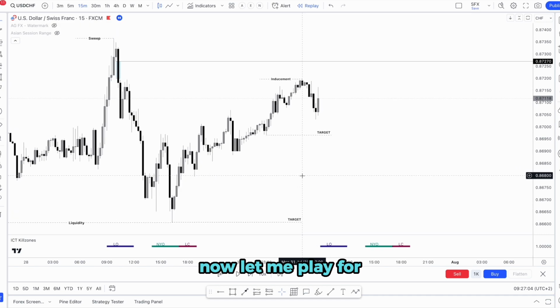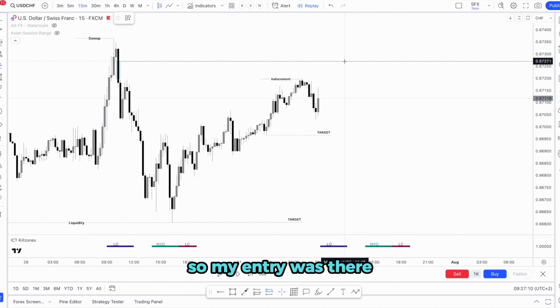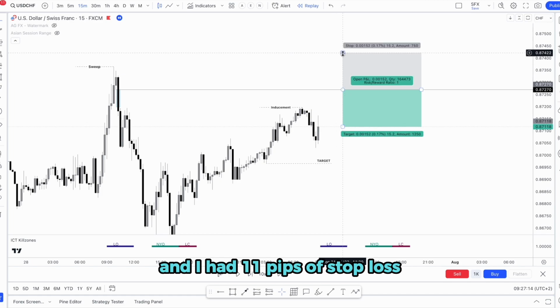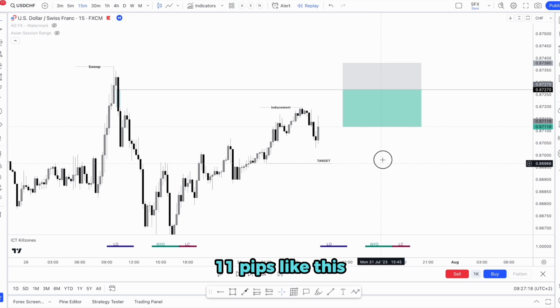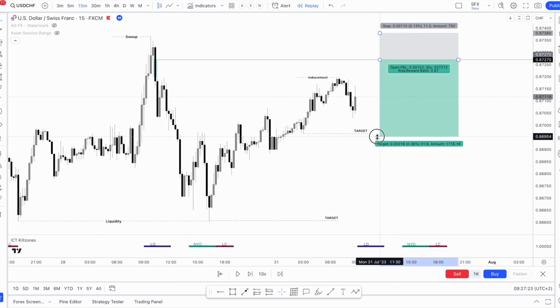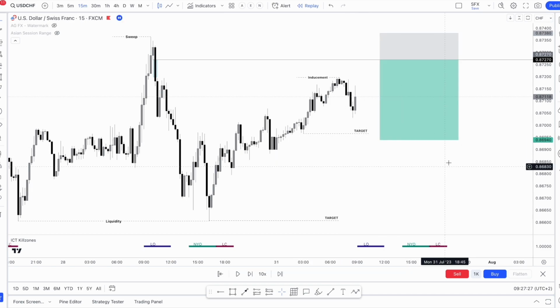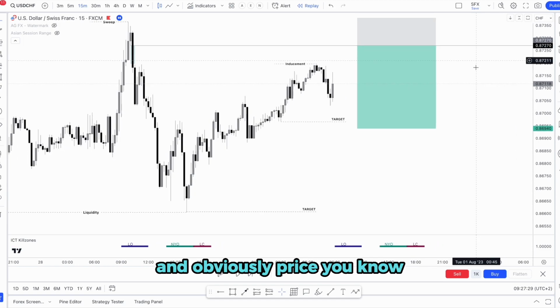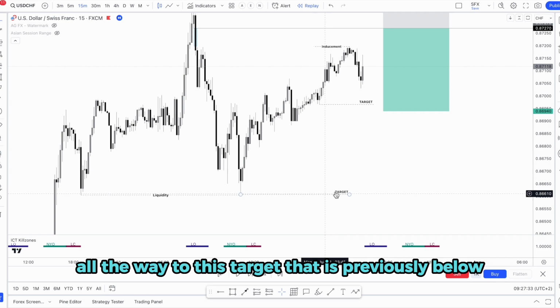Now let me plot the short position. So my entry was there, and I had 11 pips of stop loss, like this, and it was 1 to 3 risk reward ratio for me personally. It was below the Asian low like that.